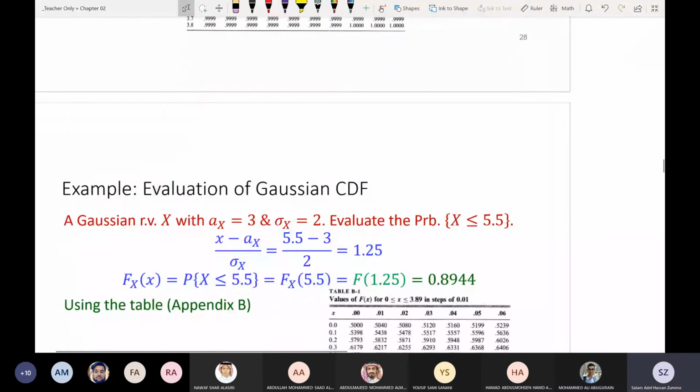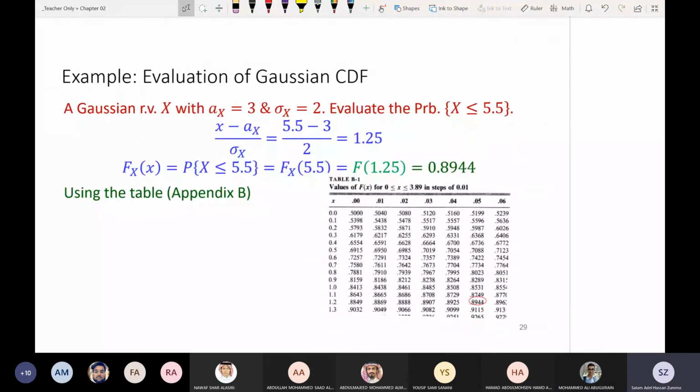Now let's have an example so that it's clear to you how to use this. A Gaussian random variable with ax equal 3, so the average here is equal to 3, and sigma x is 2. Sigma x, not sigma x squared, guys; you need to distinguish between sigma x and sigma x squared. What is the relation between them? Sigma x squared is the square of sigma x. This is called the standard deviation.